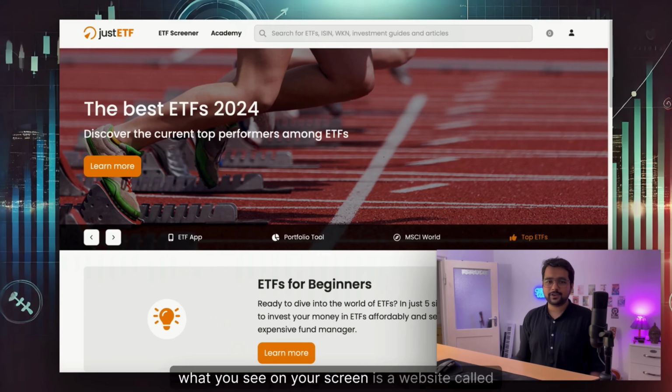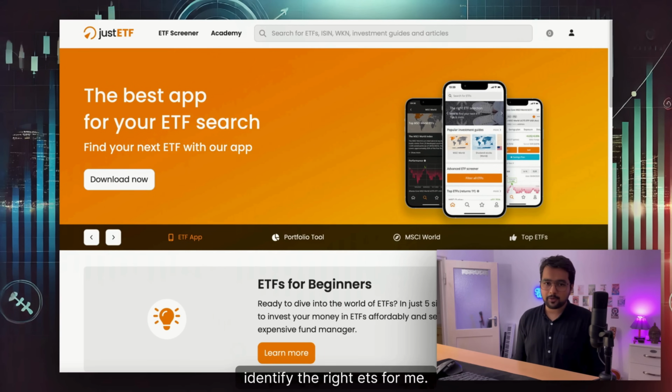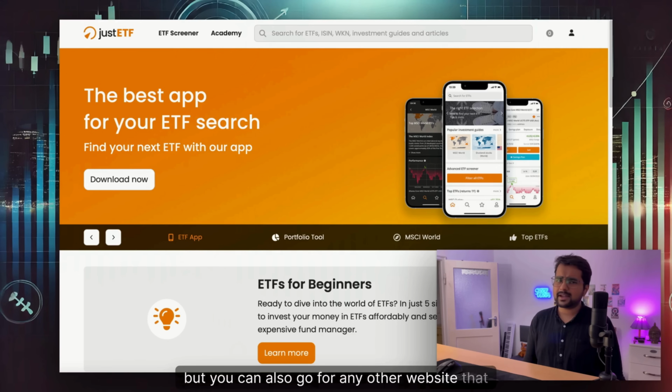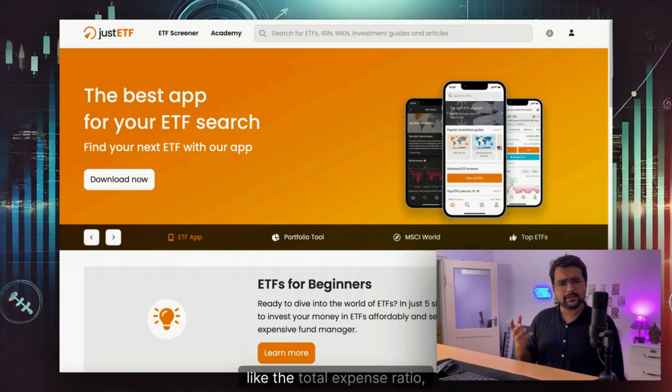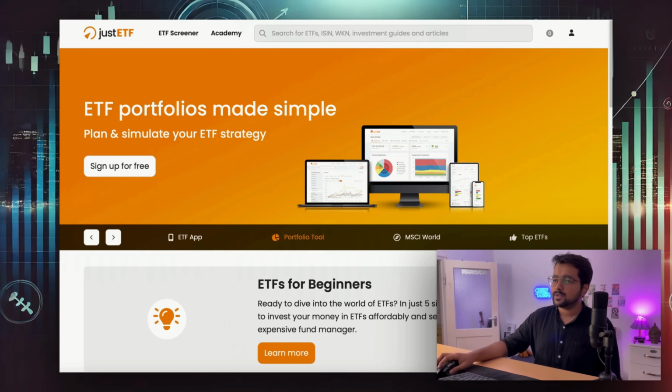What you see on your screen is a website called justetf.com. This is the tool I like to use to identify the right ETFs for me. I will add the link in the description below, but you can also go for any other website that will give you the right metrics like the total expense ratio, the past performance, the volatility, and so on. These are all the things that we will discuss throughout the course of this video.